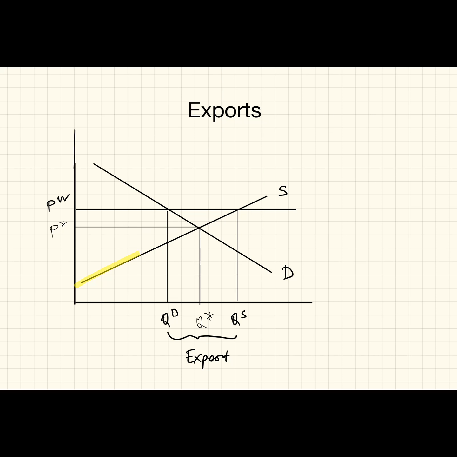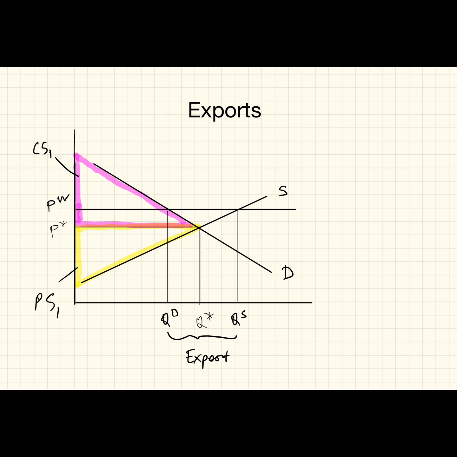So before market opens, producers have that much in surplus. So this is producer surplus 1. And consumers have that much. Remember, consumer surplus is the area above the price and below the demand curve. Producer surplus is the area under the price and above the supply curve. So this is consumer surplus 1.